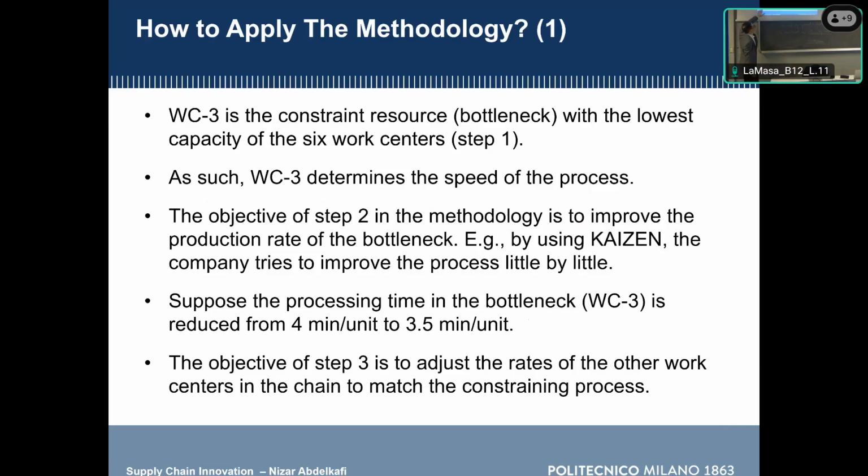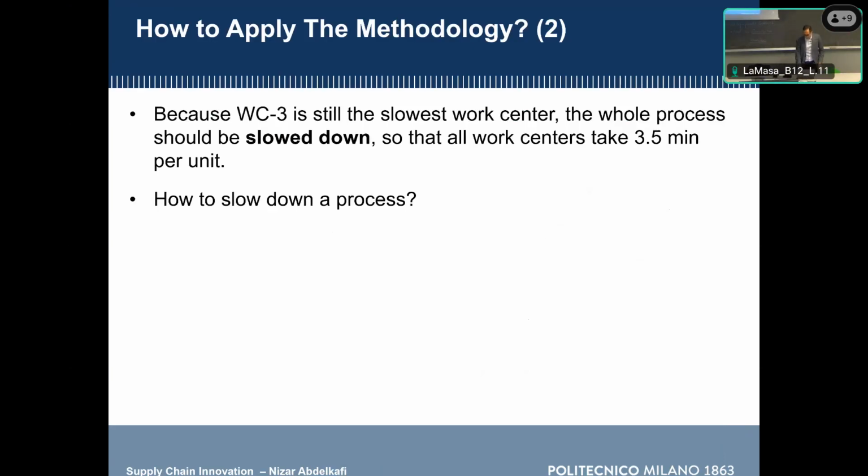So the objective of step 3 is to adjust the rates of the other work centers in the chain to match the constraining process. Okay, still the constraint, but we are faster. So the bottleneck does not take 4 minutes per unit. It takes now 3.5 minutes per unit. Now, because work center 3 is still the slowest work center, the whole process should be slowed down so that all work centers take 3.5 minutes per unit. So we have to orient all of our production on the bottleneck. So we have to slow down also the other work centers. And the question is how to slow down the process.